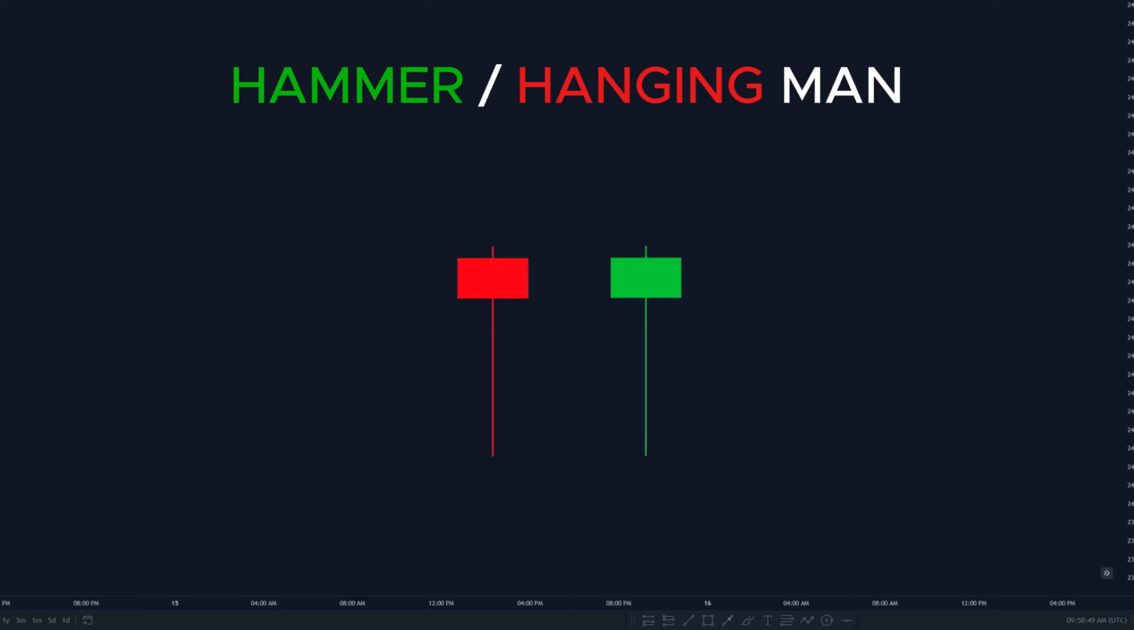The next candlestick pattern is hammer or hanging man. If it is at the top of the wave during an uptrend, we will call it hanging man. If it is at the bottom of the wave during a downtrend, then it will be called a hammer. And the candle color does not matter, it could be green or it could be red.